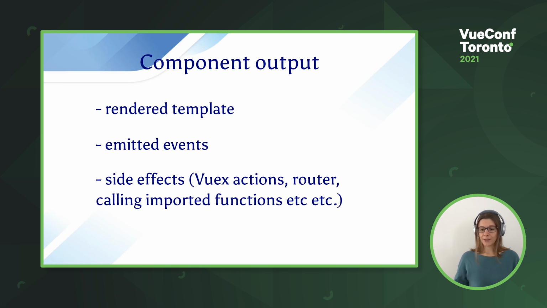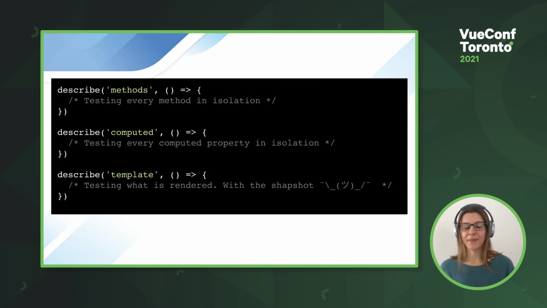And when I joined GitLab, most of our tests were structured like this. Describe methods, and then we're testing every single method in the component in isolation. Describe computed, and then we're testing any single computed property in isolation, passing parameters, changing component data, and just checking what computed is. And then there was a template. Testing what is rendered with a snapshot. It was literally to match snapshot or wrapper HTML.